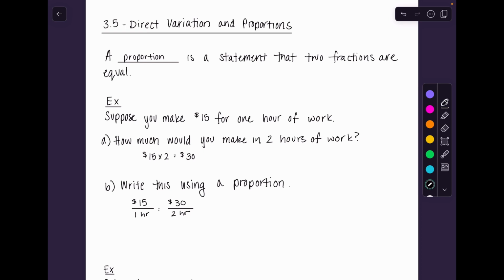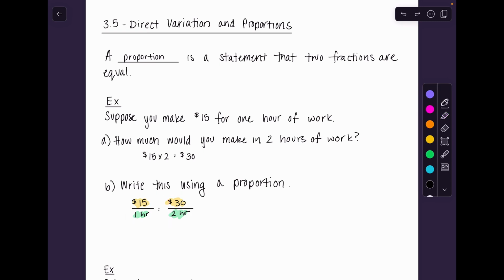If you ignore the units, 15 divided by 1 is exactly the same as 30 divided by 2. And in reality, you can rearrange this a ton of different ways as long as you're consistent. So if you notice in this particular example, I put the money in the top and then we put the hours in the bottom. And I just stayed consistent in the pairing. The 15 and the 1 hour went together and the 30 and the 2 hour went together.